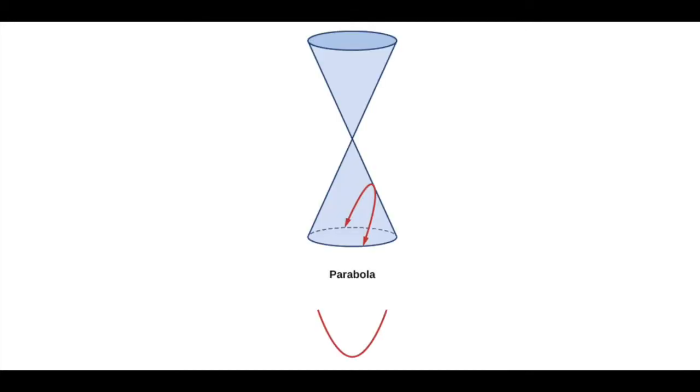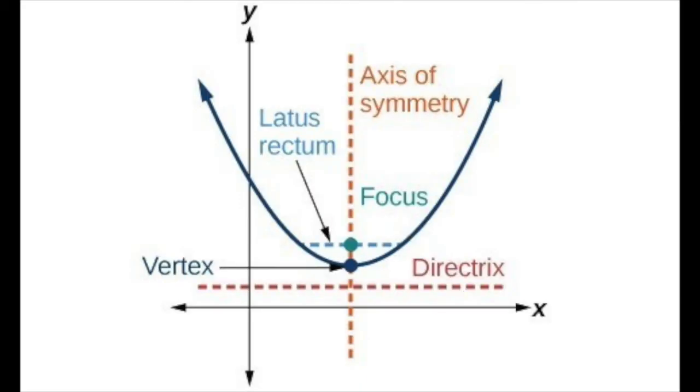If the section is parallel to the angle of the cone, it creates a parabola, a shape defined as the set of points equidistant from a single focus and a line. The vertex of the parabola lies exactly halfway between the focus and that line, which we call the directrix. From there, the parabola sweeps up in either direction around the focus.